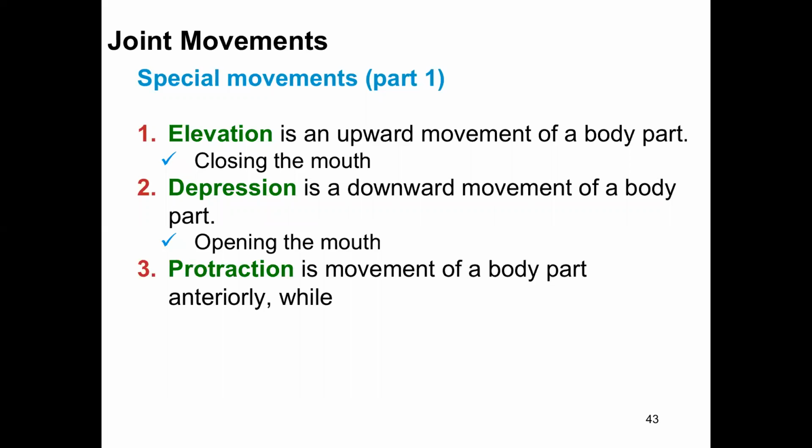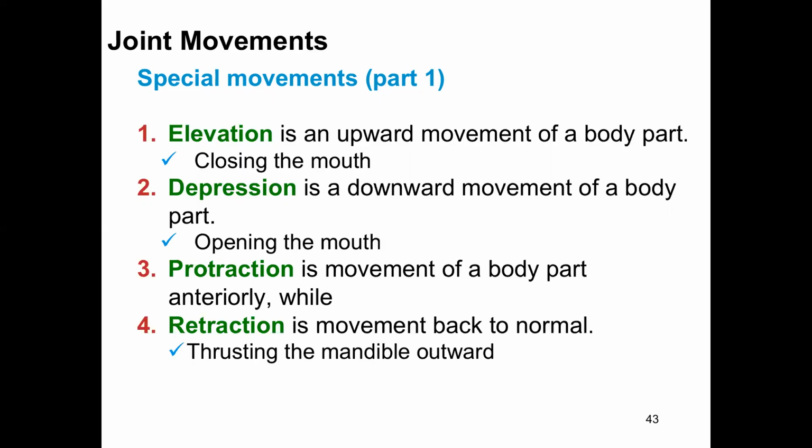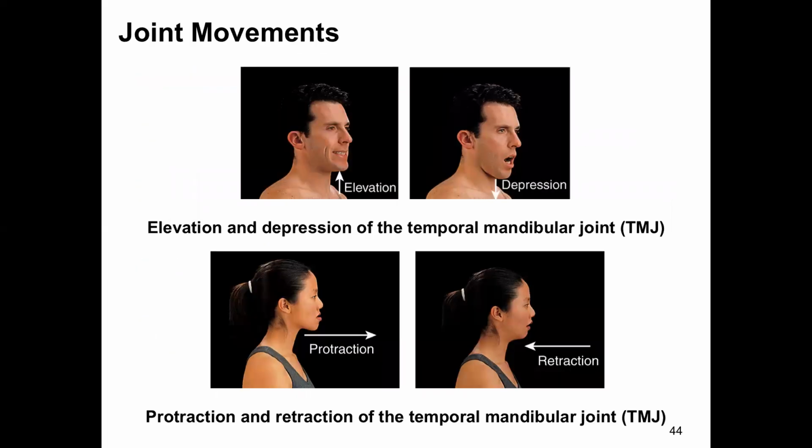Protraction is the movement of a body part anteriorly, and retraction is moving it back to normal. Again, you can use the jaw as an example for this. Here you can see elevation, depression, protraction, retraction. Because you can stick your chin out. I was just doing that. You could probably hear my voice sound more weird.